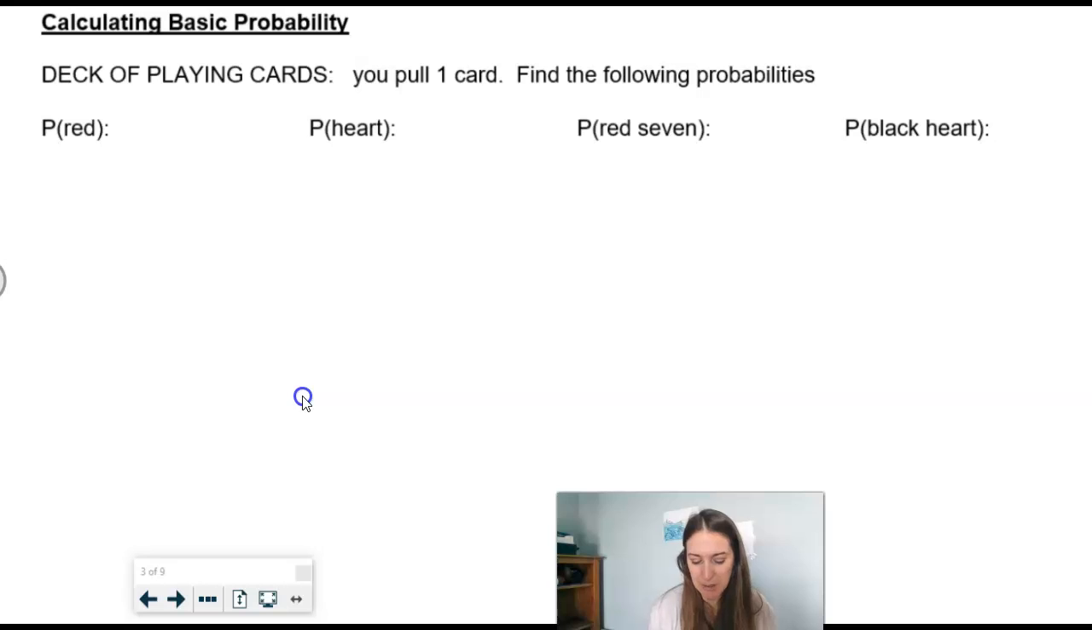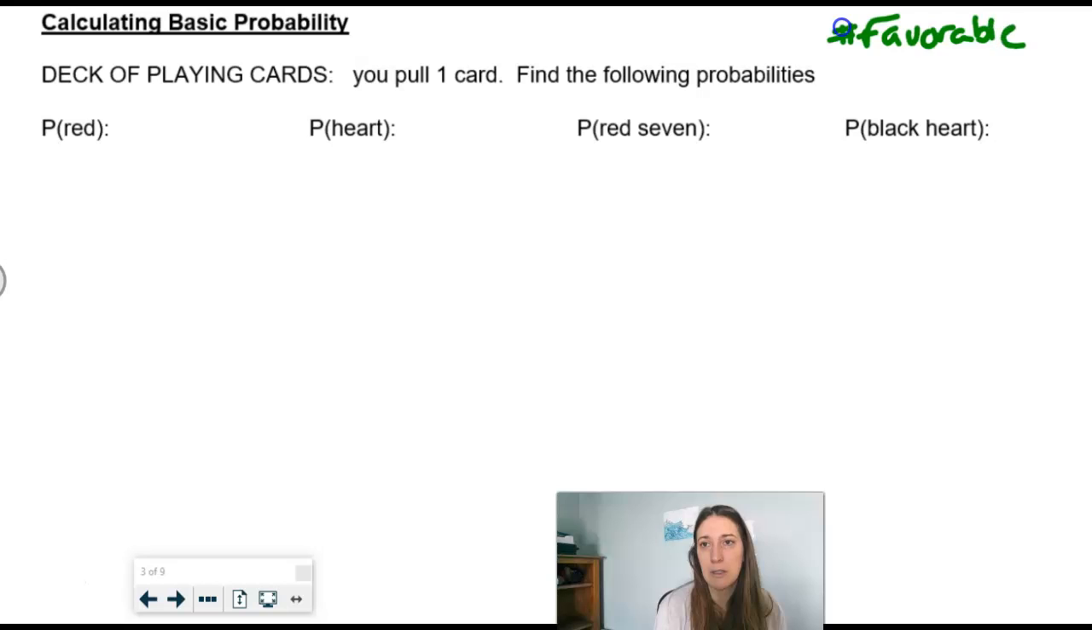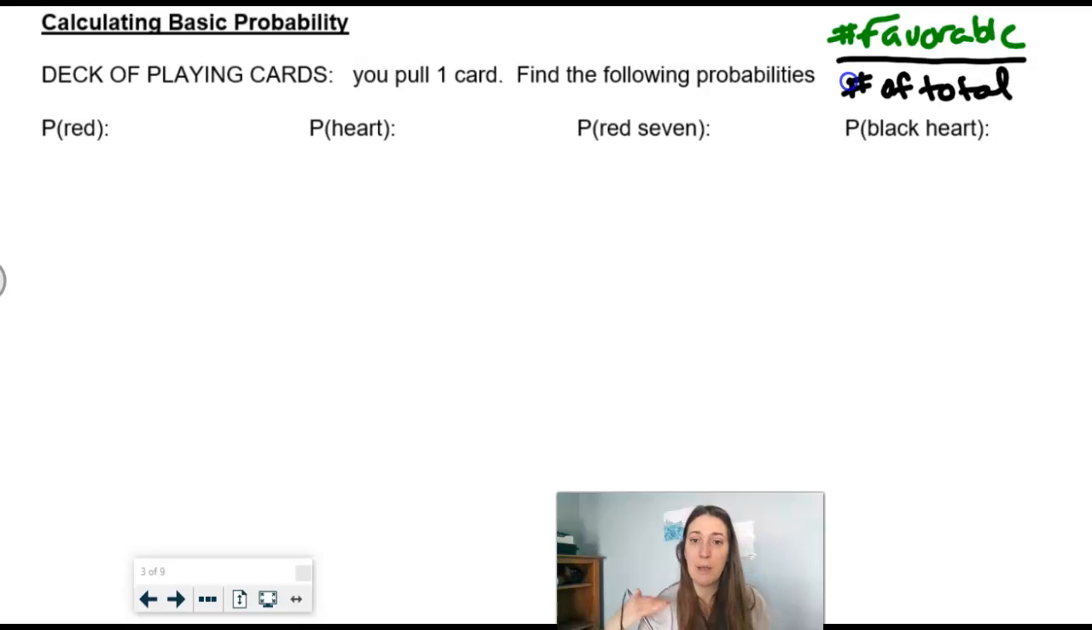For these probability questions, the first thing we have to come up with is the definition of a probability. It's the number of favorable outcomes divided by the total number of outcomes. So, how many times I'm going to win versus how many times the game is played, is a way to think of it.